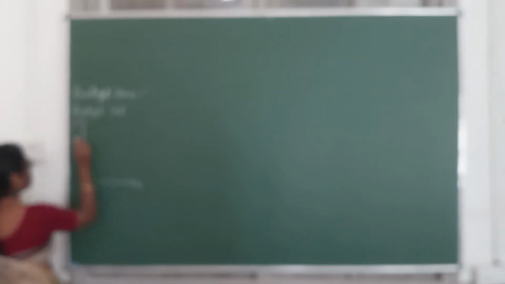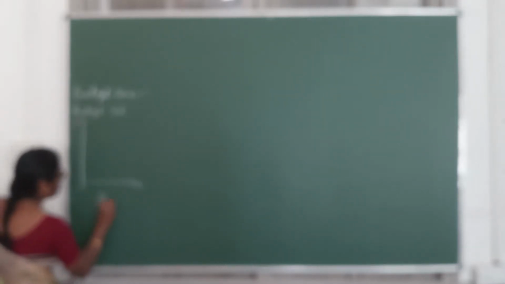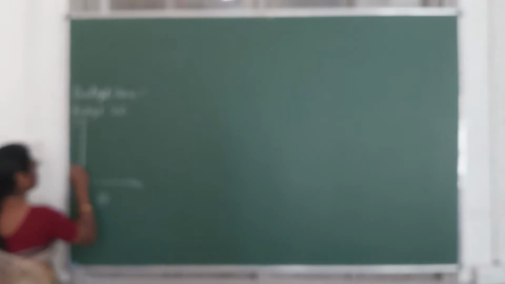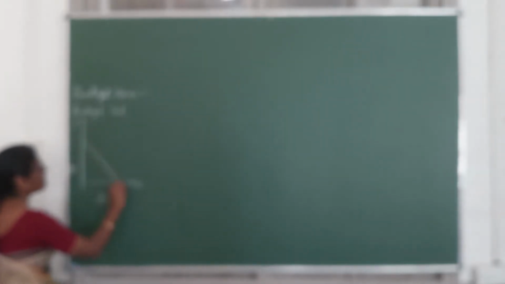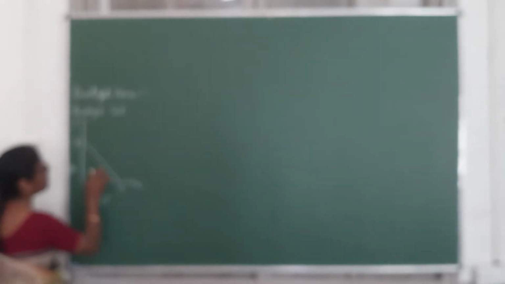What is this budget line? You see here, the budget line is like this. On OX apple is measured and on OY banana. So this is the budget line. AB is the budget line, and through this budget line only he has to move.